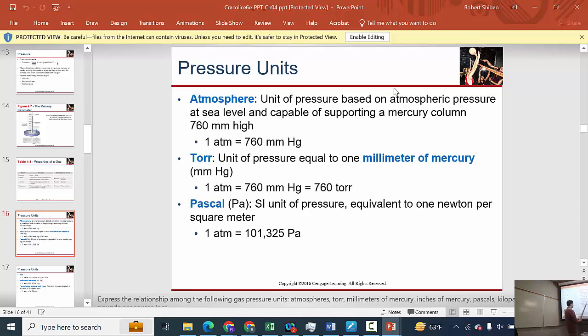The SI unit of pressure is Pascal. And the Pascal has a physics definition. It's 1 Newton of force per square meter of surface area. And so that would be a Pascal. Now, Pascals are kind of small. So 1 atmosphere is equal to 101,325 Pascals exactly. So this is exact.